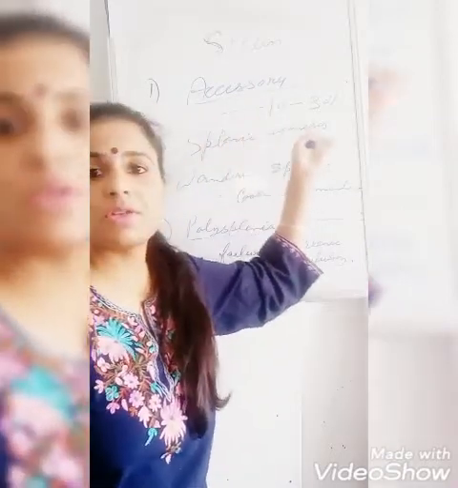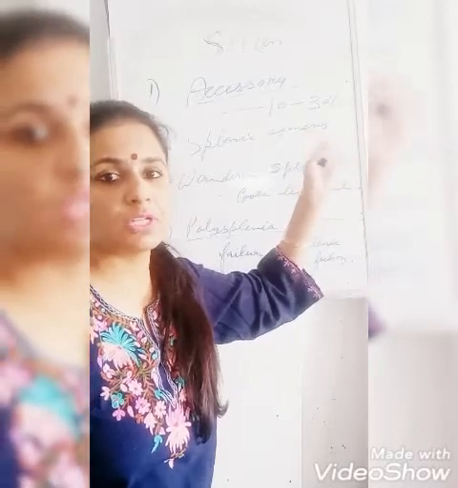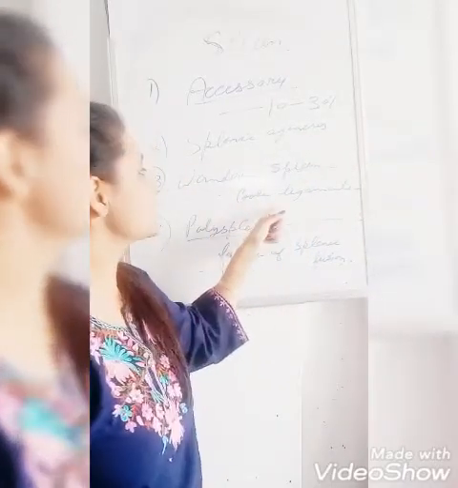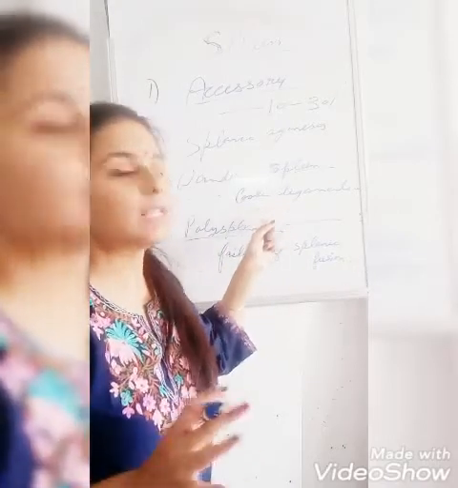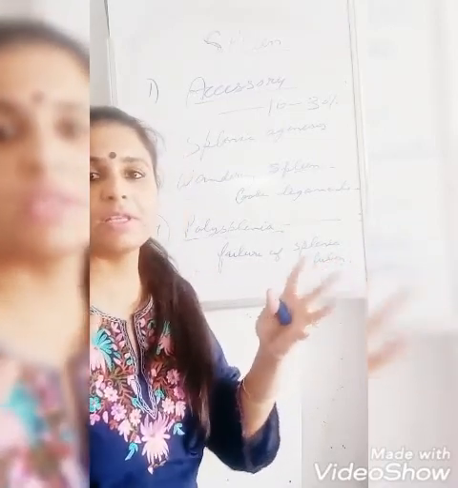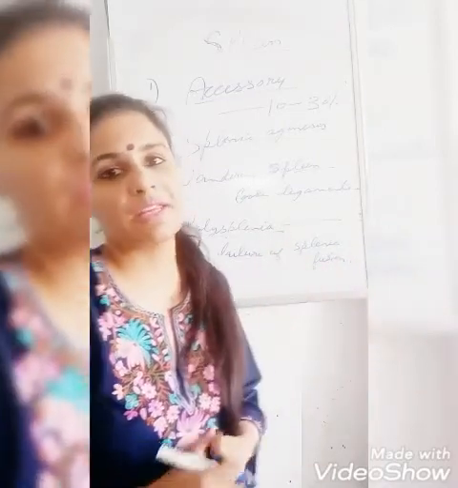There could be presence of an accessory spleen, which occurs mostly in 10 to 30% of cases. Splenic agenesis. Then wandering spleen due to loose ligaments, and polysplenia is multiple spleens due to failure of splenic fusion.